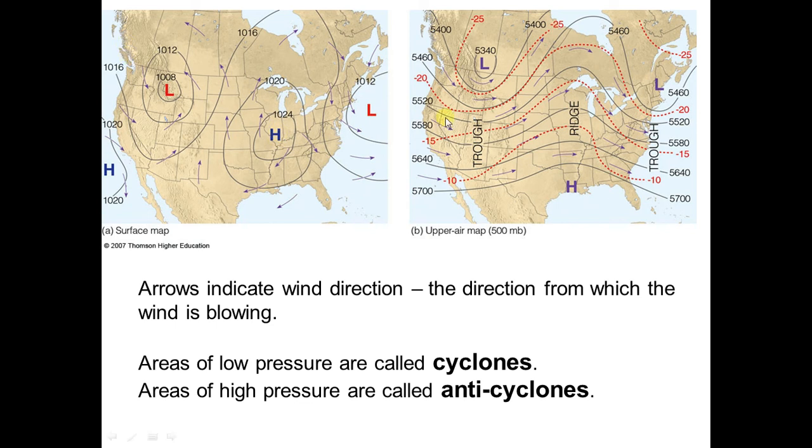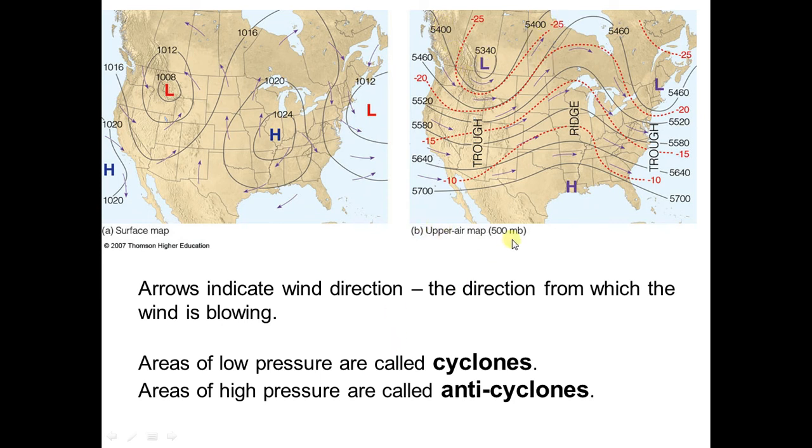And notice you also have these dark gray solid lines with numbers, but you're not looking at isobars, you're looking at heights in meters. 5400 meters. Think about that. If you're traveling on this 5400 meters line, what does that mean? What does that number mean?